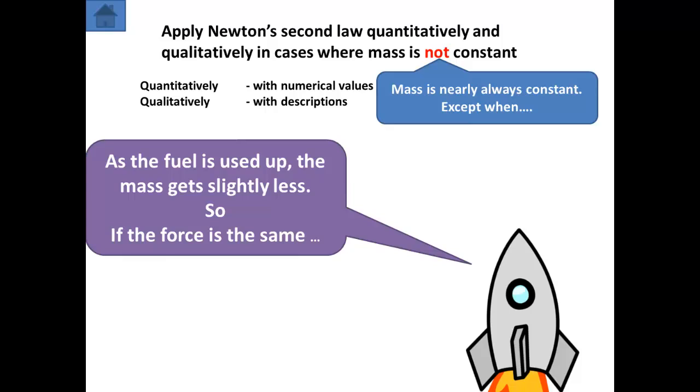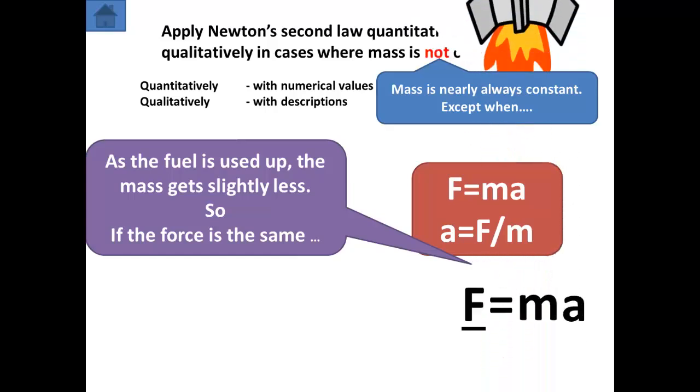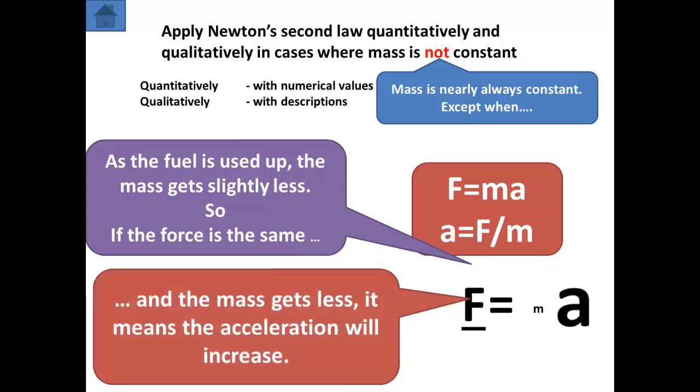So basically if the force is going to be the same and the mass is going to be less, then according to this equation we're going to find that if the force is the same, the mass is less, the acceleration will increase. That's a nice qualitative description of what happens to a space rocket, provided the fuel is ejected at the same rate and supplies the same force. So as the mass gets less, it means acceleration will increase.